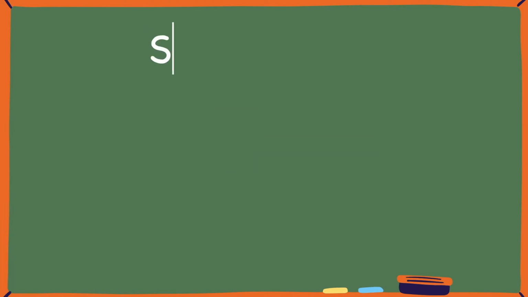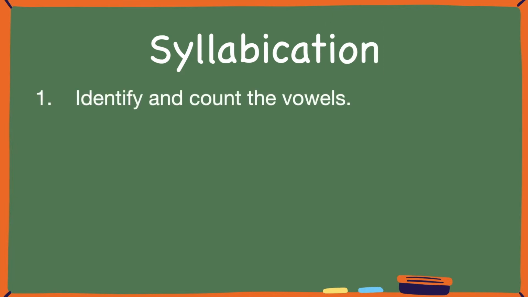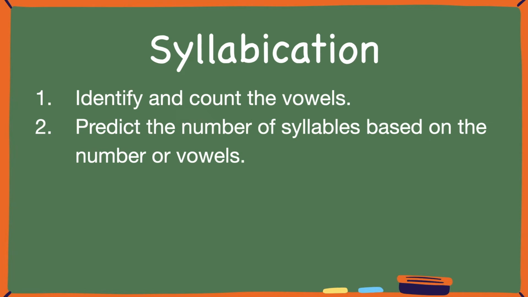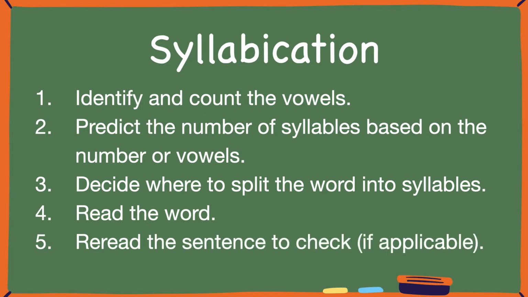Let's review the process of syllabication. When attempting to decode a word, we start by identifying and counting the vowels. It is helpful to number them as we go so we can make our prediction for how many syllables there will be. Then we decide where to break the word into parts. Next, we read the word. If it sounds like a familiar real word, we'll read it within the sentence, if there is one, to check.